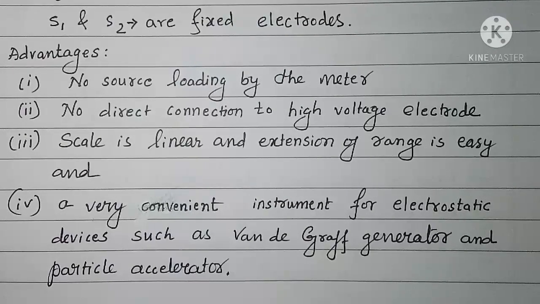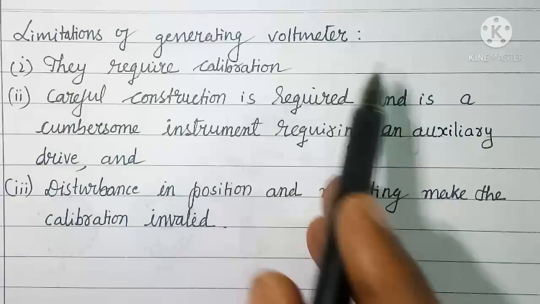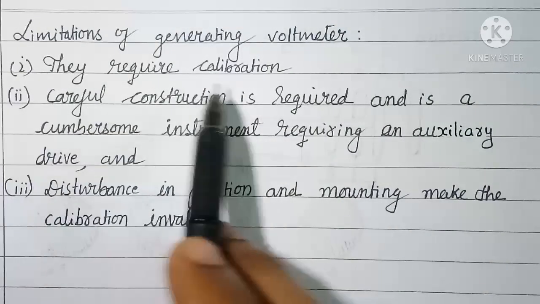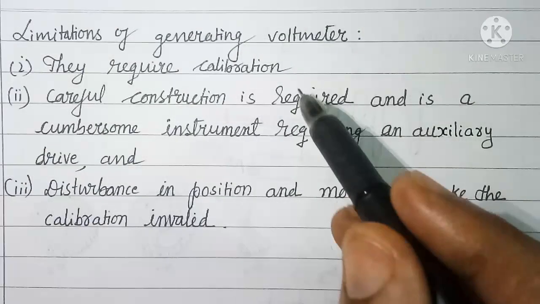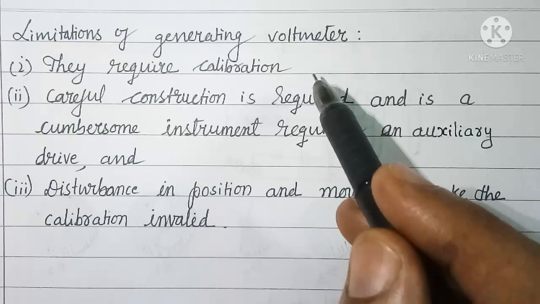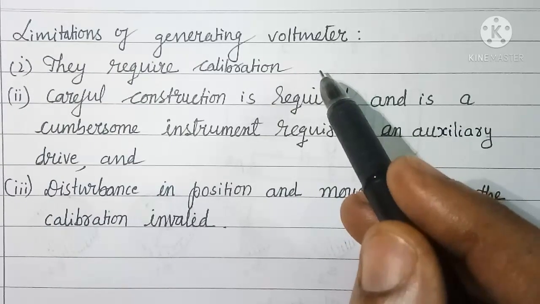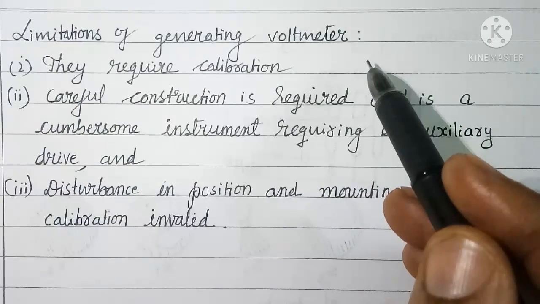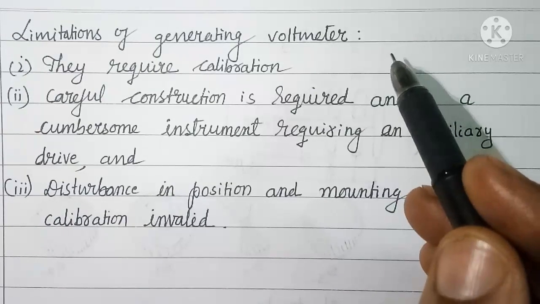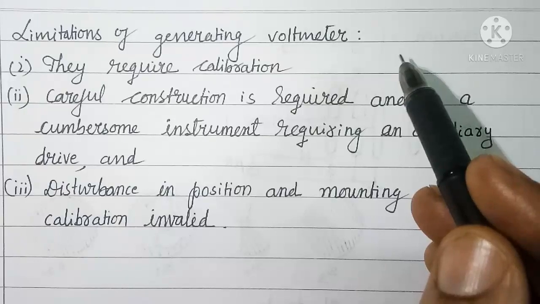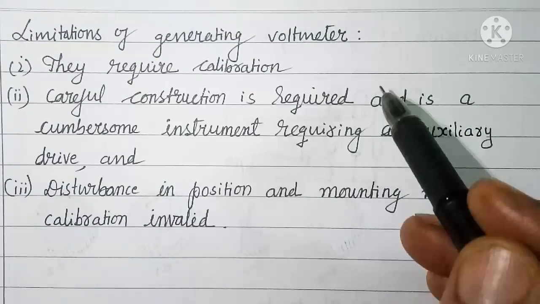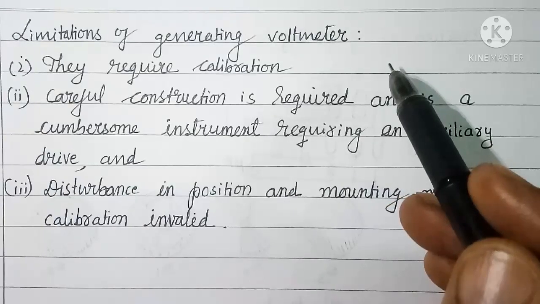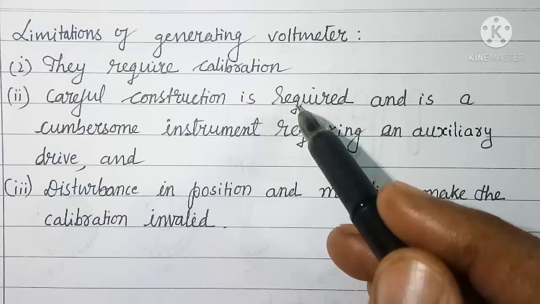Next, we will look at the disadvantages or limitations of generating voltmeter. First one, they require calibration. We have seen that ammeter measuring RMS value of the current is used here, and RMS current is proportional to the HV voltage supplied to high voltage electrode, and hence the ammeter scale should be converted into the voltage scale.